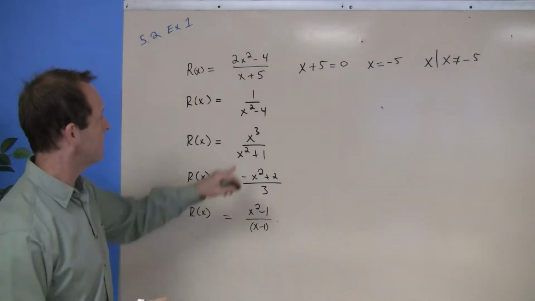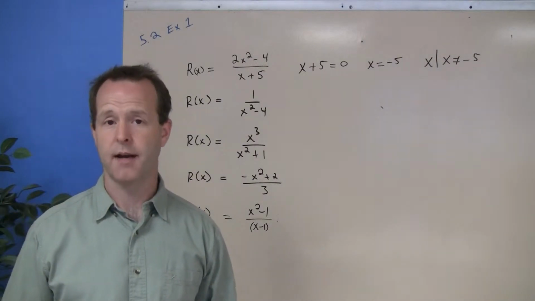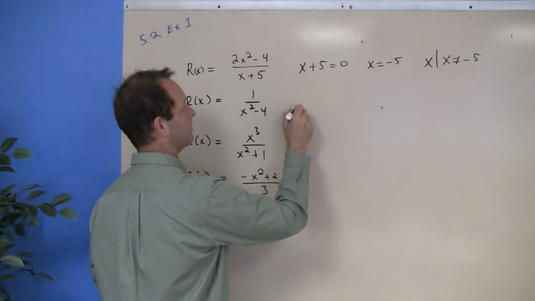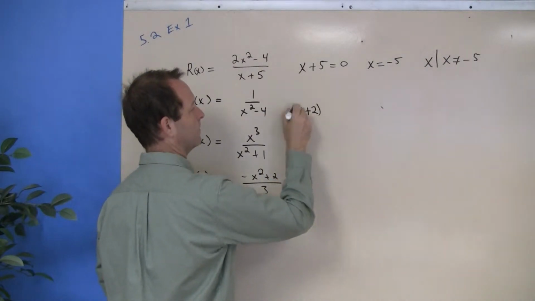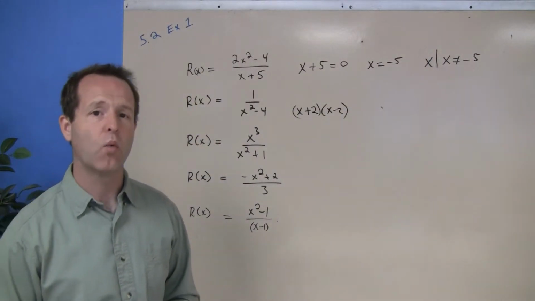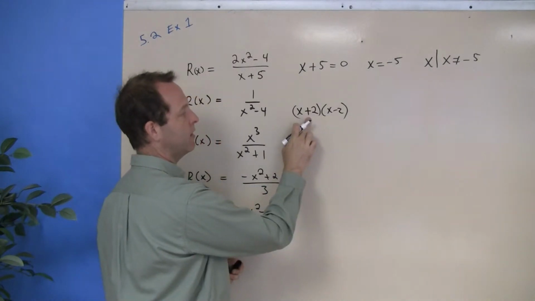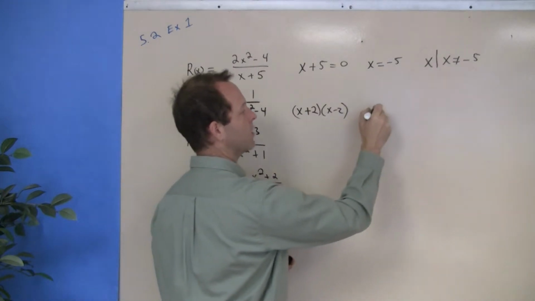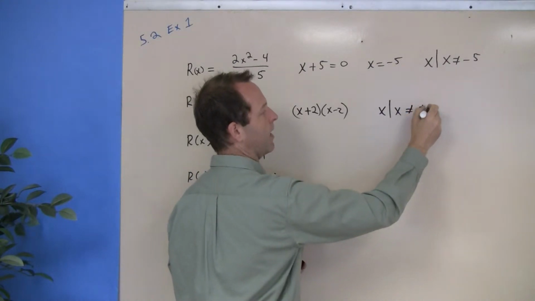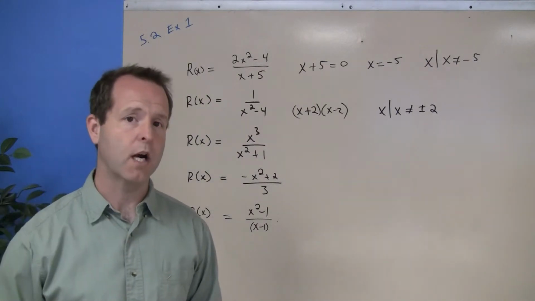On the second one, same idea, x squared minus 4. What are the values that make the denominator 0? I'm going to factor this one out, because once it's factored, then I can determine where the 0's are. It says that there's a 0 at negative 2 and one at positive 2. So my domain is all x's such that x does not equal plus or minus 2. I can use every other number, but I have to be careful about those two.